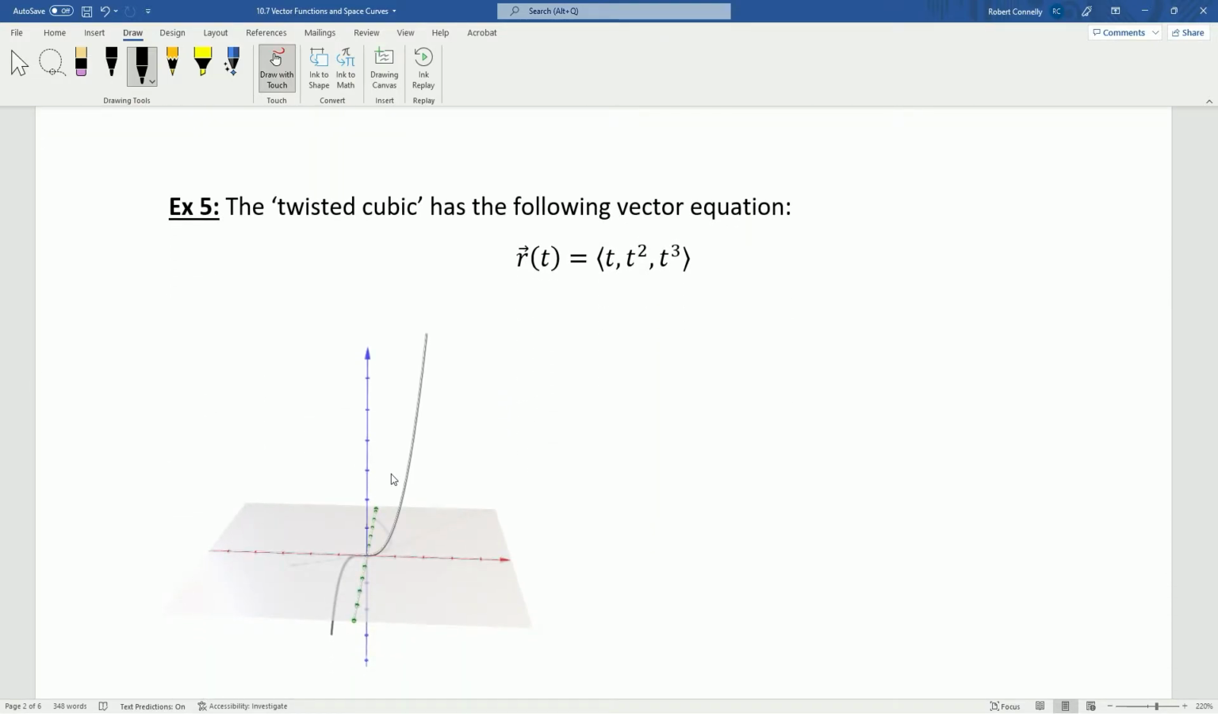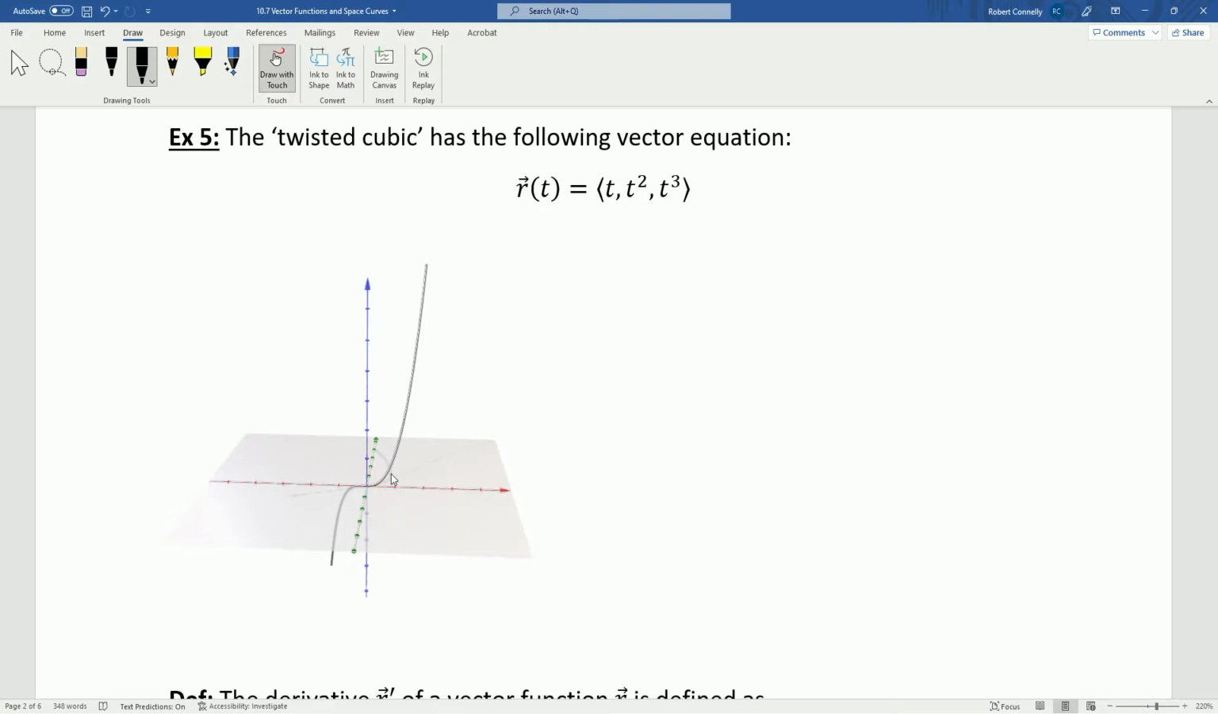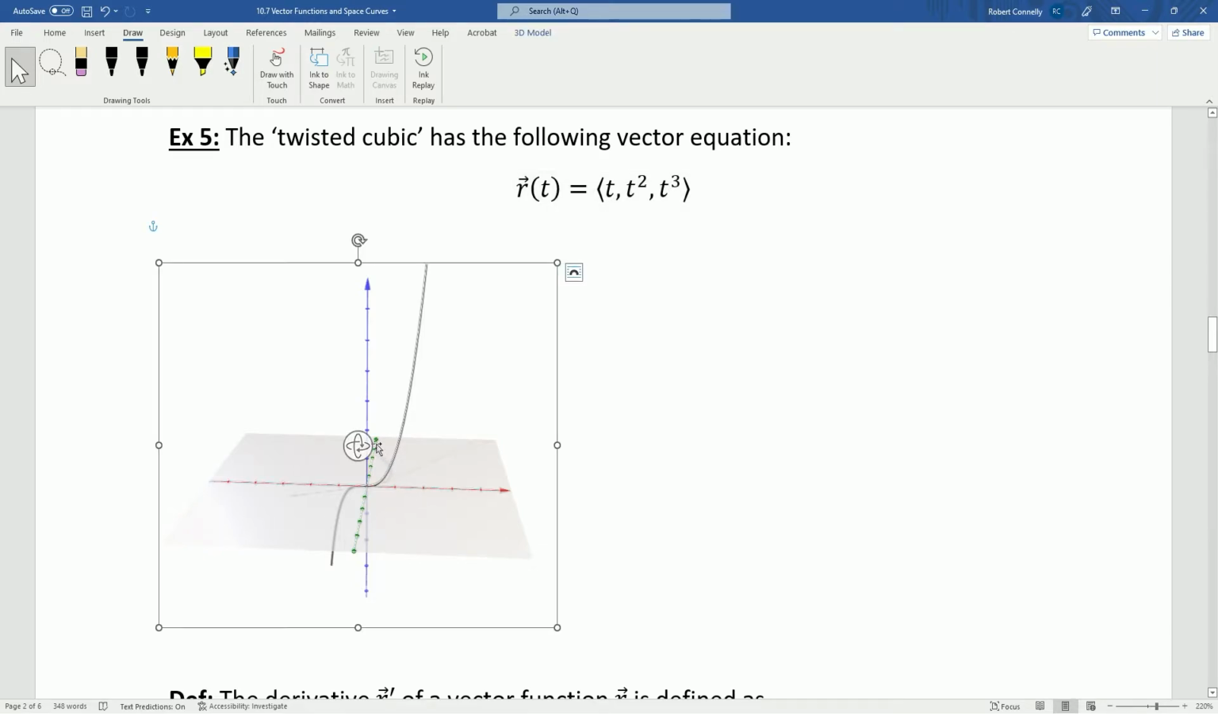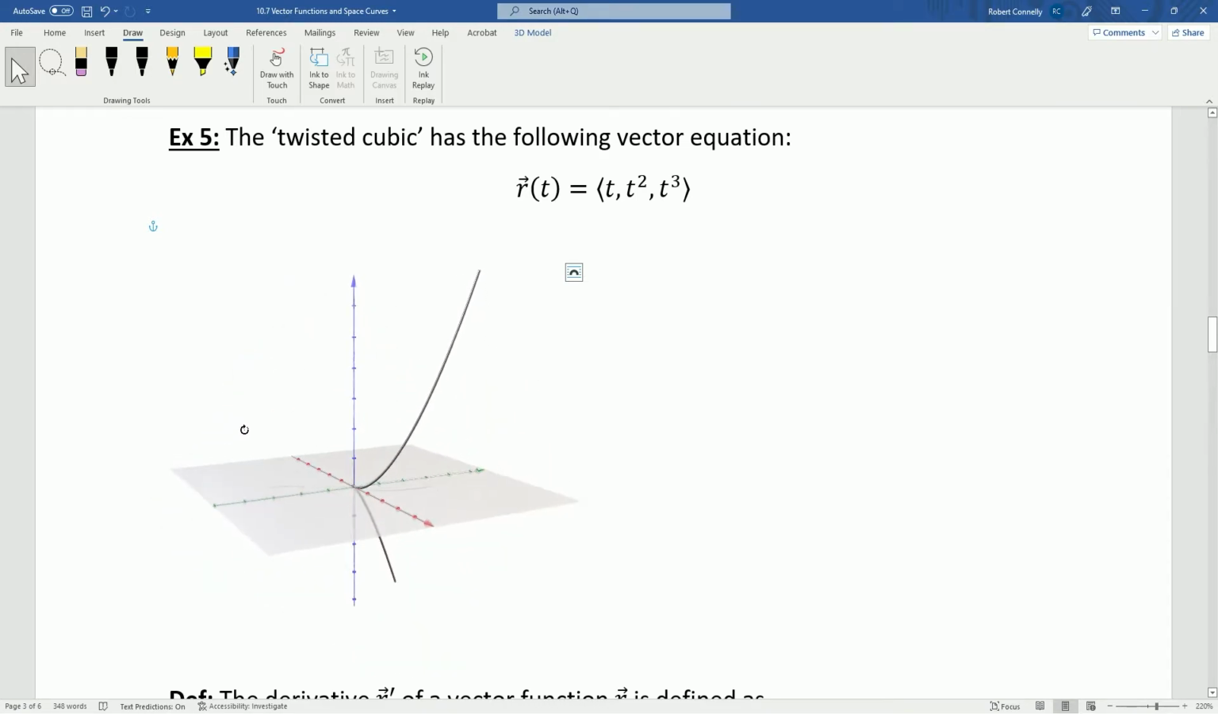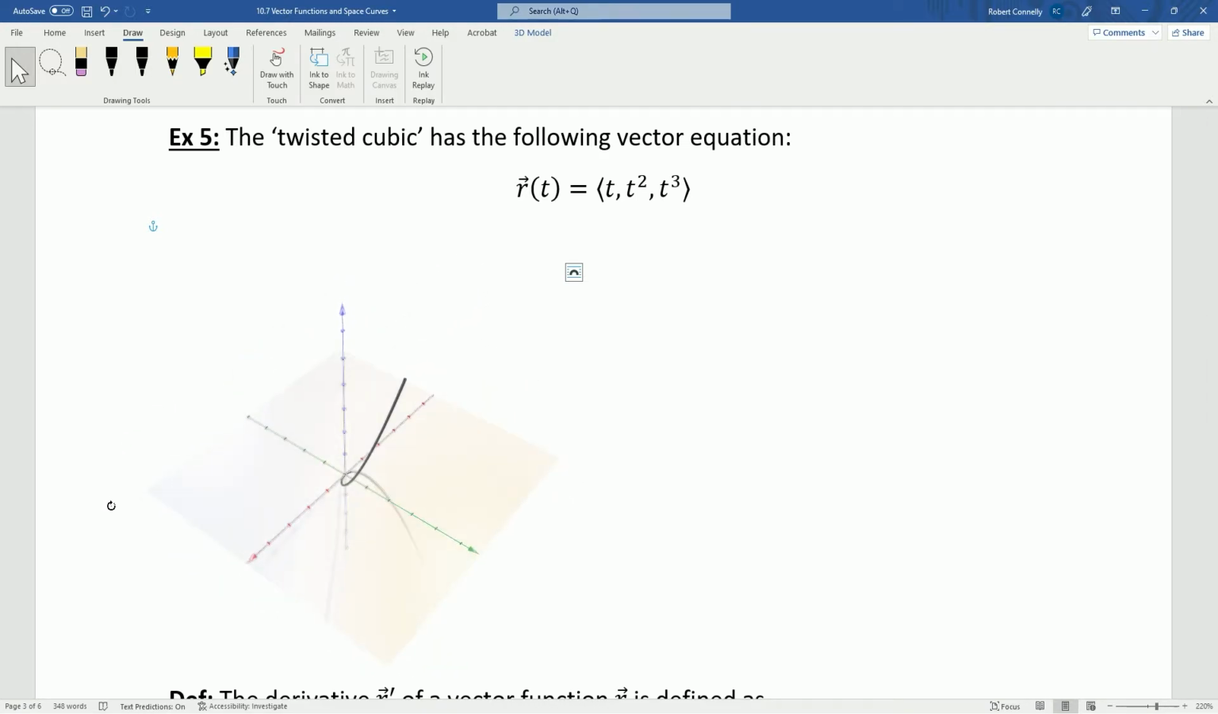So here, we're just going to take a look at a graph of a function that I think is kind of interesting, and it'll come up a lot in different examples. This is called the twisted cubic. So r of t equals t, t squared, t cubed. So this is what that looks like. It's got this twist in it. And this function is a really good example, I think, of showing how these components interact.